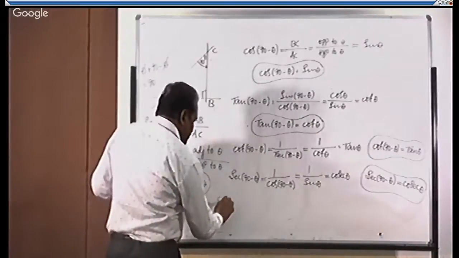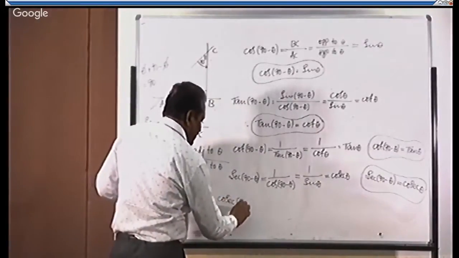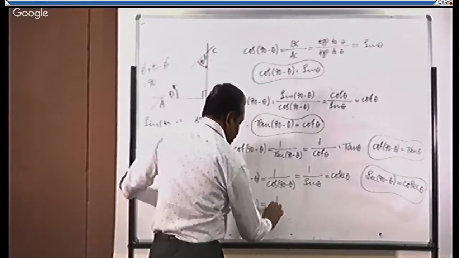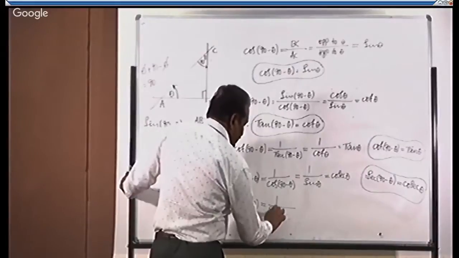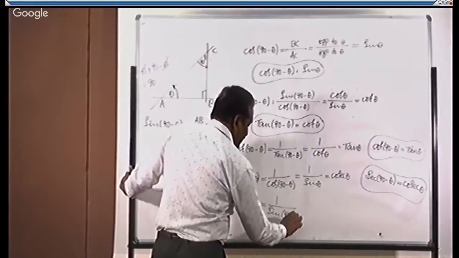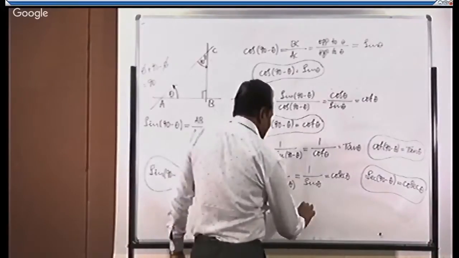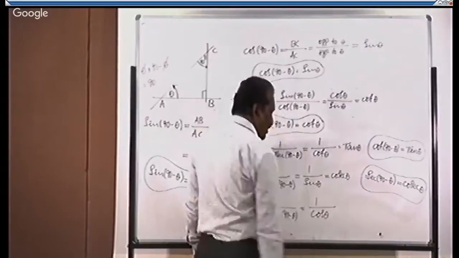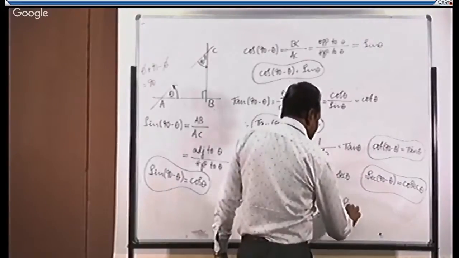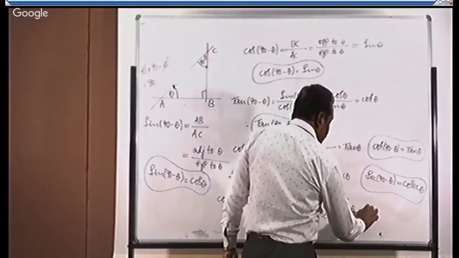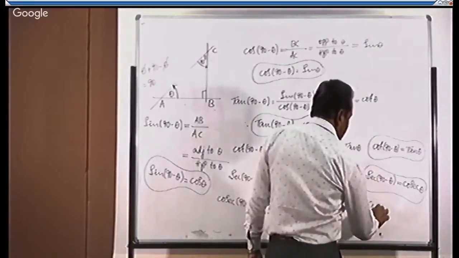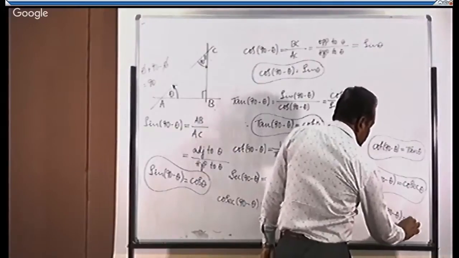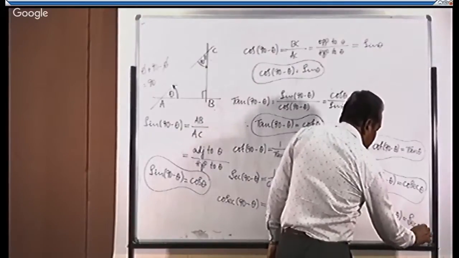Finally, cosecant of 90 minus theta. We know that cosecant is the reciprocal of sine. So it is 1 by sine of 90 minus theta. Sine of 90 minus theta, we proved, is cos theta. But we know 1 by cos theta is secant theta. So therefore, cosecant of 90 minus theta is equal to secant theta.